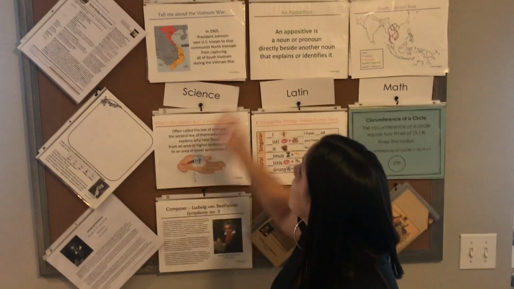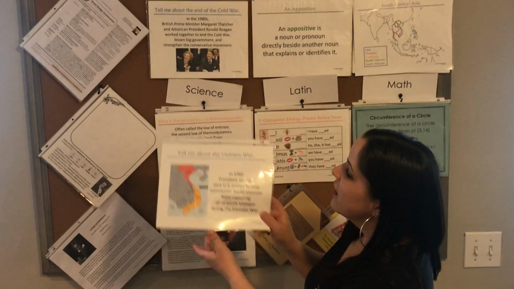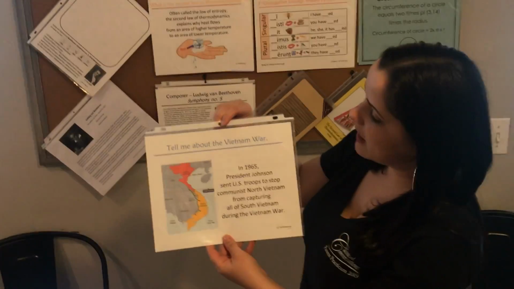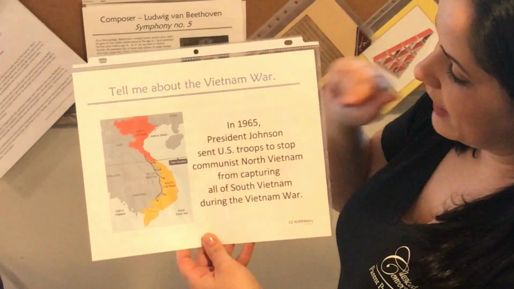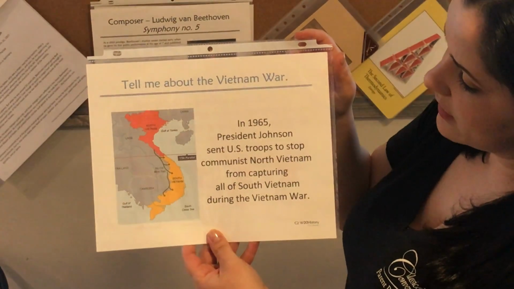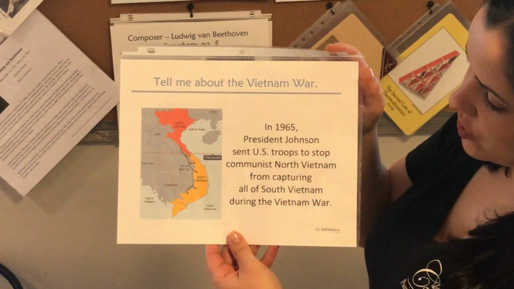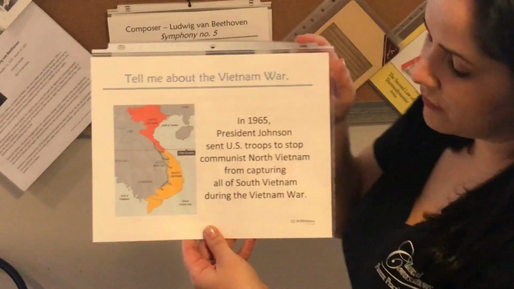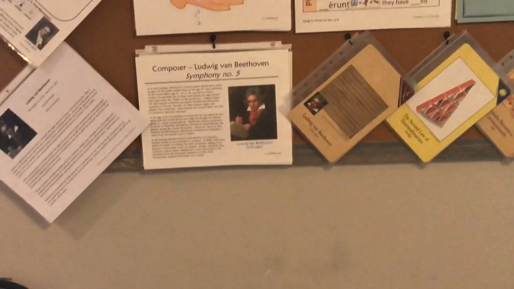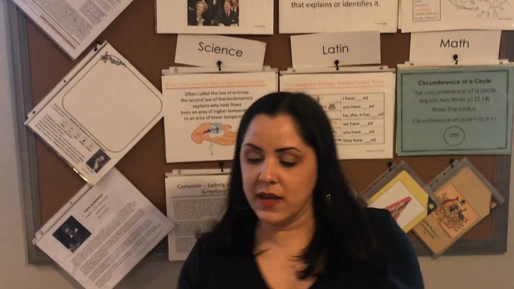So we're going to start with history, and our history for today says, tell me about the Vietnam War. In 1965, President Johnson sent U.S. troops to stop communist North Vietnam from capturing all of South Vietnam during the Vietnam War. Okay, so our motions for that is going to be in 1965.